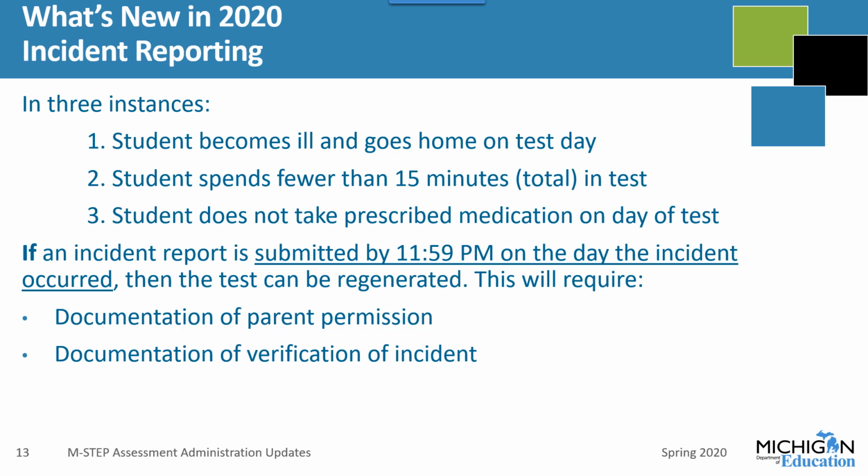So again, for all of these situations, you need documentation that the parent is providing permission to take the test again. This is required in any instance of a regeneration. Next, you need to submit verification of the incident. For students who become ill, this should typically be an attendance record indicating the student went home ill. For students who didn't take their medication, a statement from a teacher, staff member, or parent who has reason to know whether a student took their medication is sufficient.